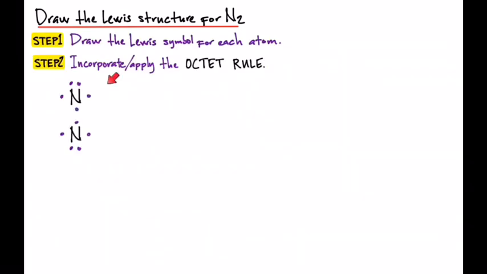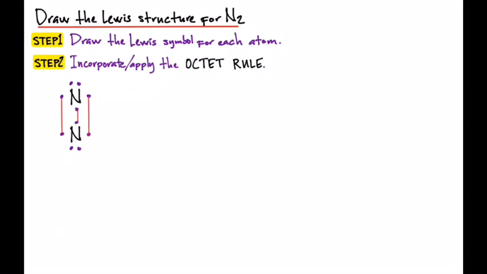So here's the Lewis symbol for the nitrogen atoms. You can see that each nitrogen has 5 valence electrons and they need 3 electrons each in order to have a complete octet, 8 valence electrons. And so that means that both nitrogen atoms will need a total of 6 electrons shared, right? So that means that all these electrons right here, 1, 2, 3, 4, 5, 6, will be shared by both nitrogen atoms.